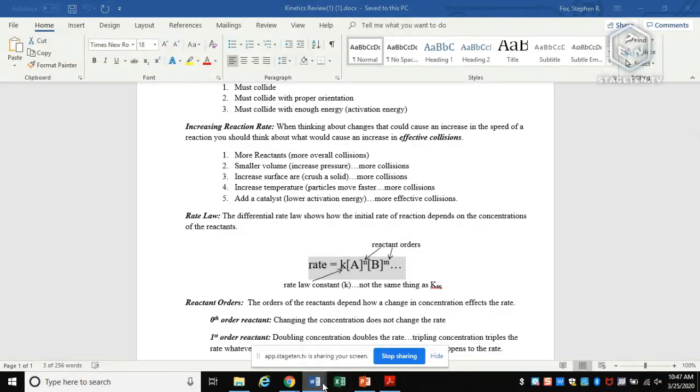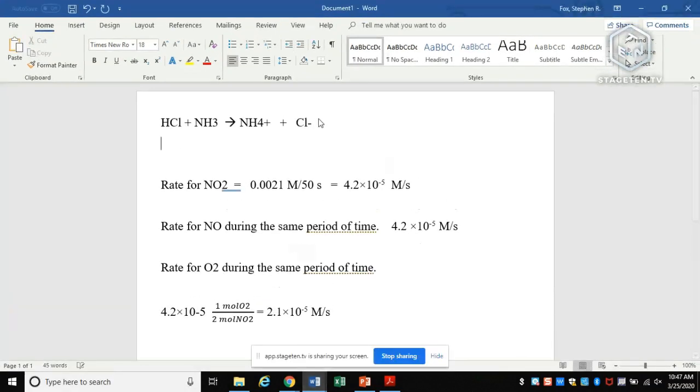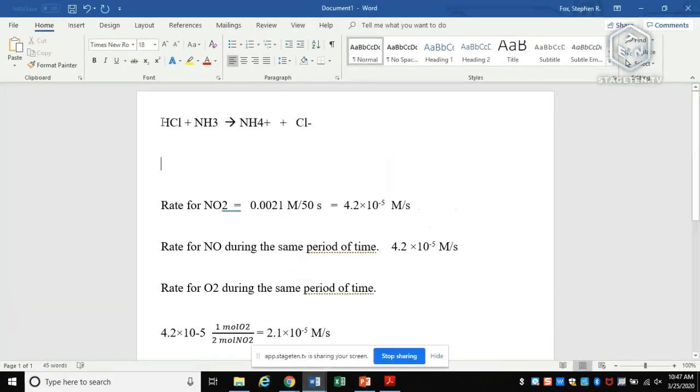Okay? So let's go to this one. All right? So again, if this is my reaction and I asked you to write the rate law for it, you would just say rate equals k, and it would be concentration HCl times the concentration of NH3. All right. And the only thing you would have to figure out is what the orders are. Okay. And the orders can only be 0, 1, or 2. That's it. And if it's 0, what's anything to the 0th power?